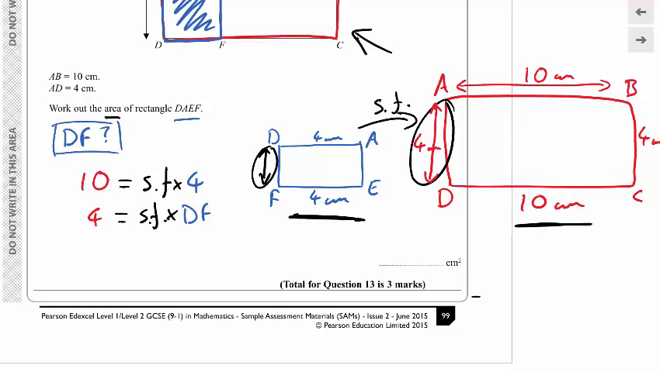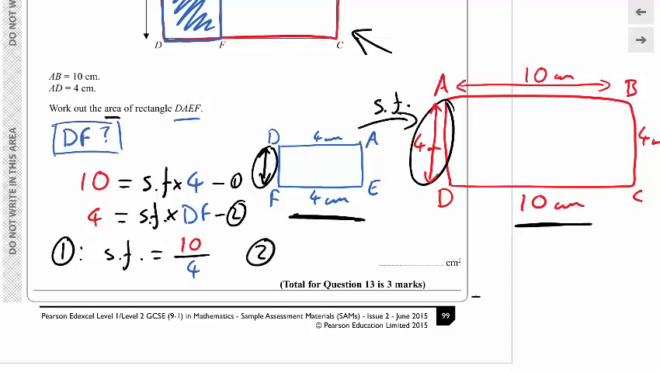So let's number the equations. This is equation 1, this is equation 2. If I rearrange my first equation to get SF on its own, are you happy that at the moment I've got 4 times SF? So if I divide by 4, then SF is equal to 10 divided by my 4.